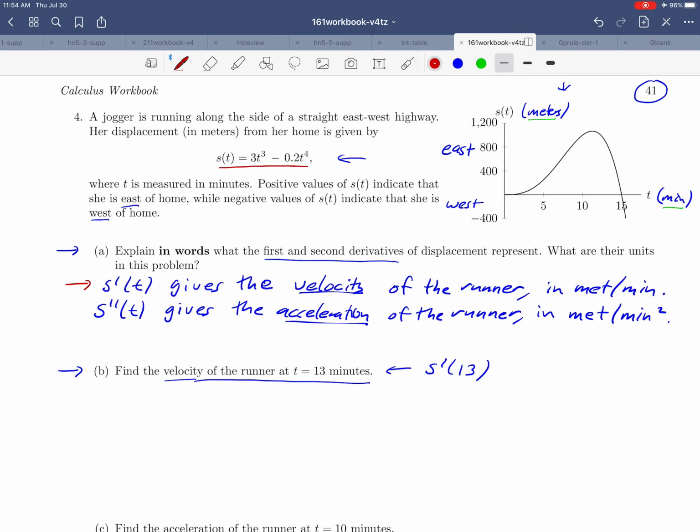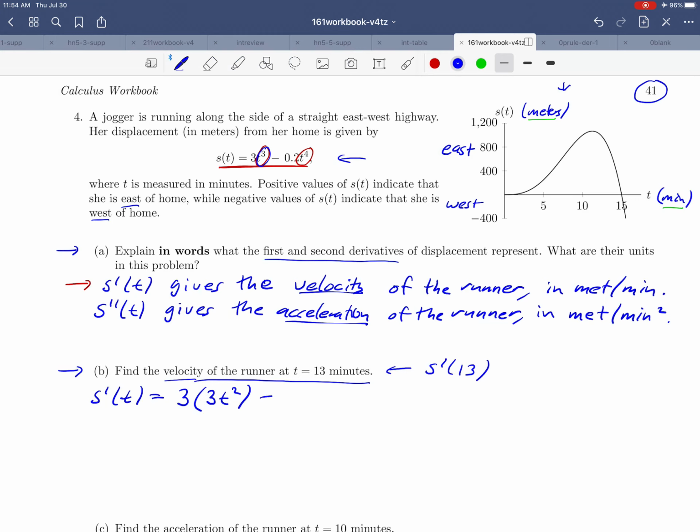Our function is sitting up here, and we need to take its derivative. Notice that what's involved in our function are powers, t cubed and t to the fourth. Those are constant powers of t, so we should be able to use the power rule. So s prime of t is going to be 3 times the derivative of t cubed. Remember how the power rule works: we bring the power down and decrease the power by 1. So we get 3t squared for the derivative of t cubed.